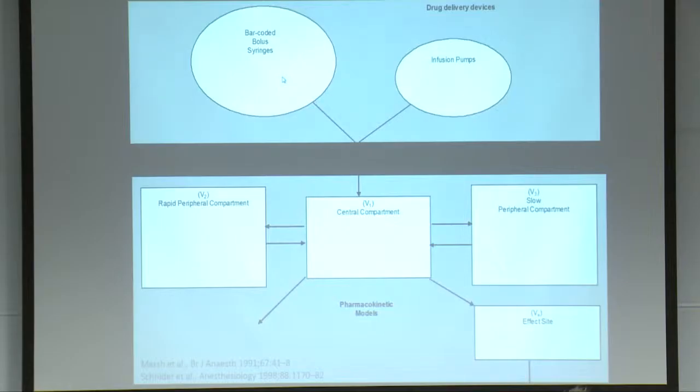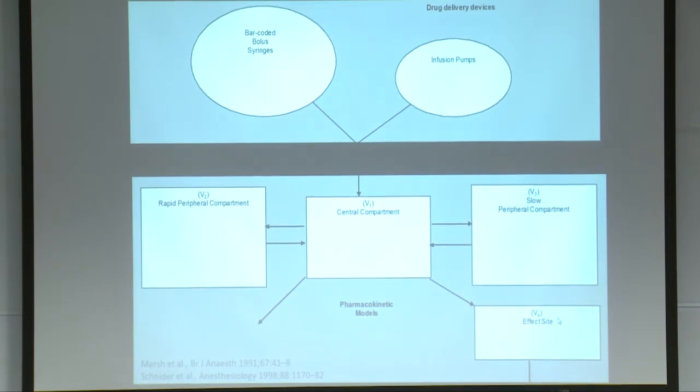There are currently other systems being developed that may do that even more efficiently. The barcode syringe information and the infusion pump information is entered into a pharmacokinetic model, a 3-compartment model that calculates the central compartment concentration and its distribution to rapid and slow peripheral compartments and to an effect site.